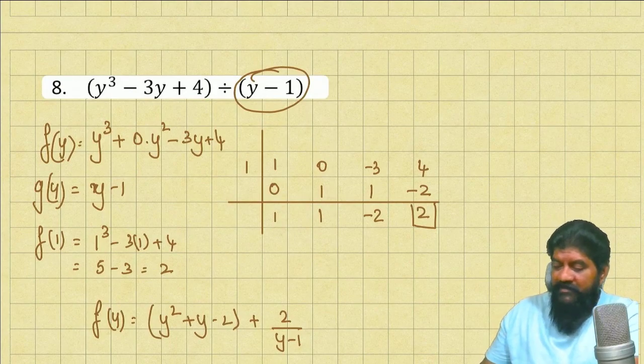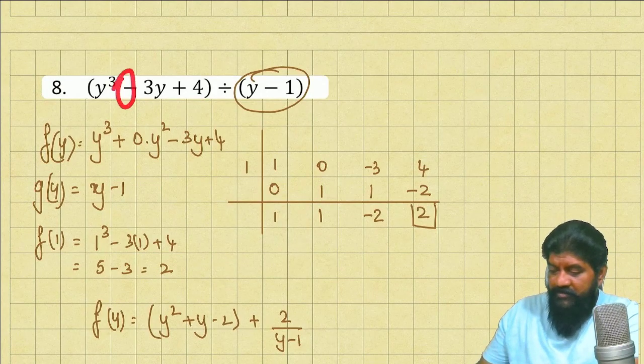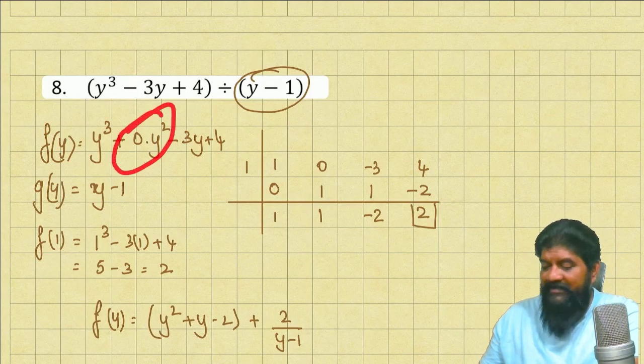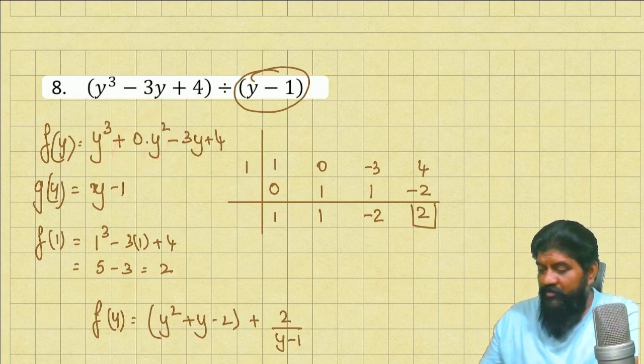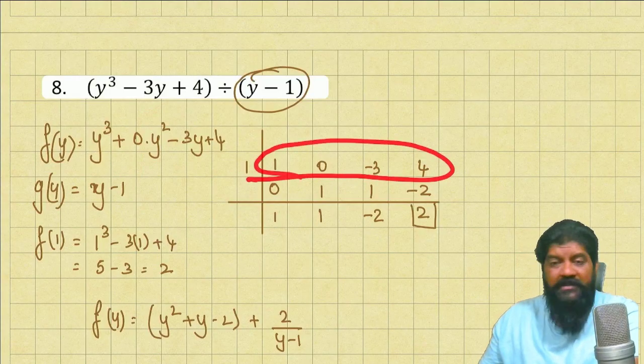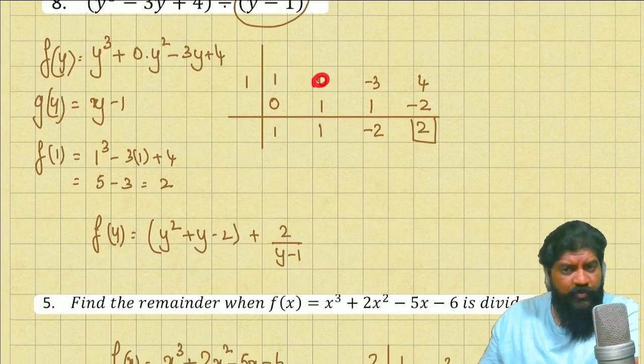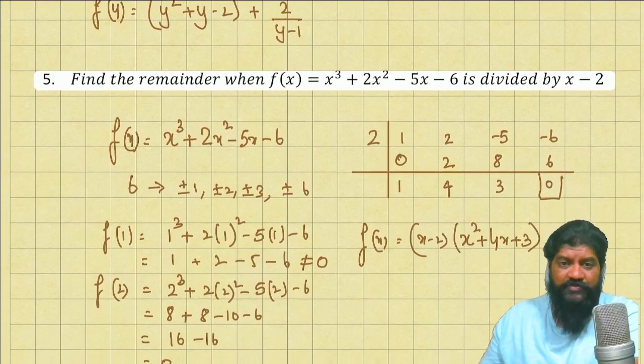As mentioned earlier, if in case there is a term missing, like in this case y square is missing, you need to update that with a 0y square, because when you're going to use the synthetic division method, if there is a power missing, you need to write a 0 for that. Even when you're doing the long division method, it's advisable that you do so.